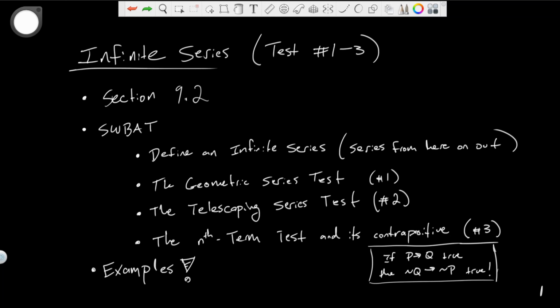A contrapositive, once again, is if the statement P implies Q is true, then the statement not Q implies not P is true. All right, and of course, as always, as we proceed through these tests and these definitions, we'll do some examples along the way. All right, but without further ado, let's do some math.